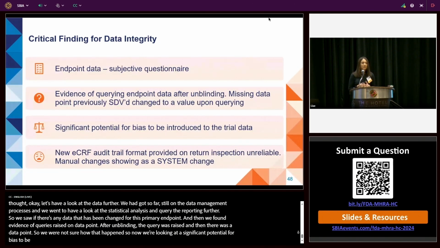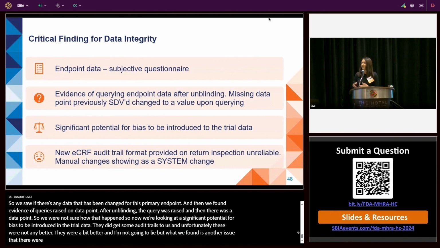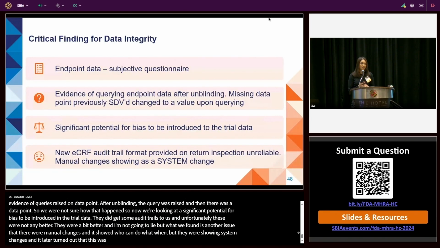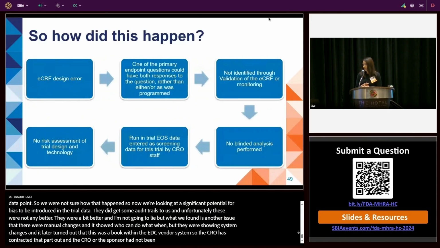They did get some audit trails to us. Unfortunately, these weren't any better. They were a bit better, I'm not going to lie, but then what we did find was another issue, that there were manual changes which site staff could be doing, and they'll show who did what when, but they were showing us system changes. And it later turned out that this was a bug within the EDC vendor system. So the CRO had subcontracted that part out, and the CRO or the sponsor had not been notified of this bug either. Okay, so I'm sure you're wondering, how on earth did this happen?